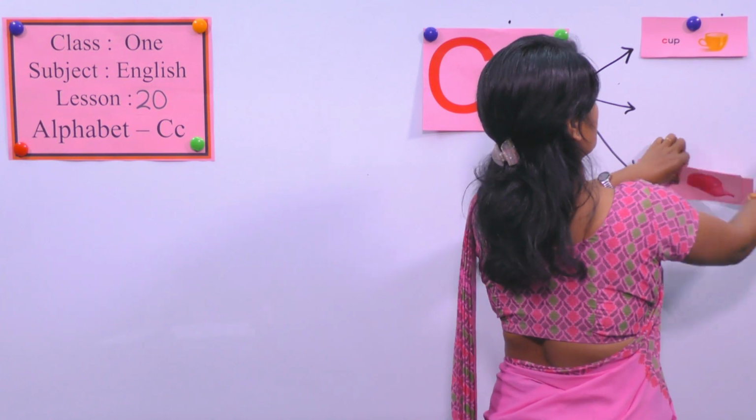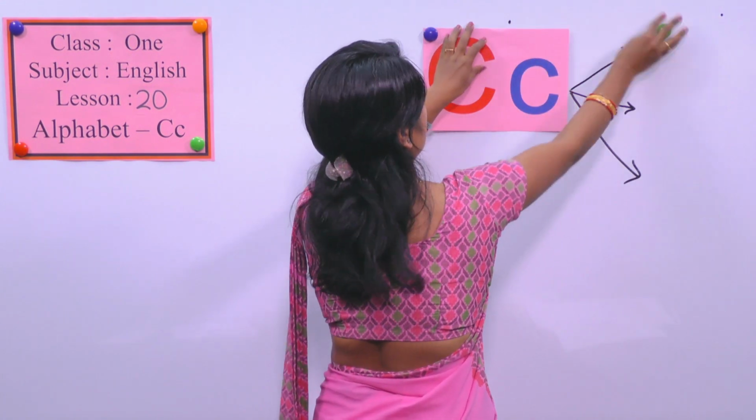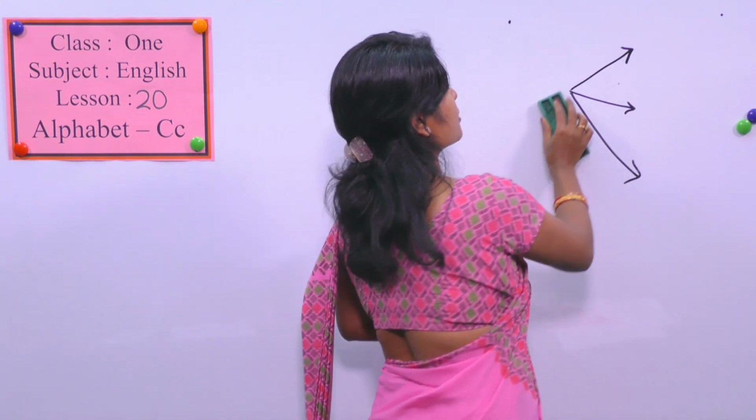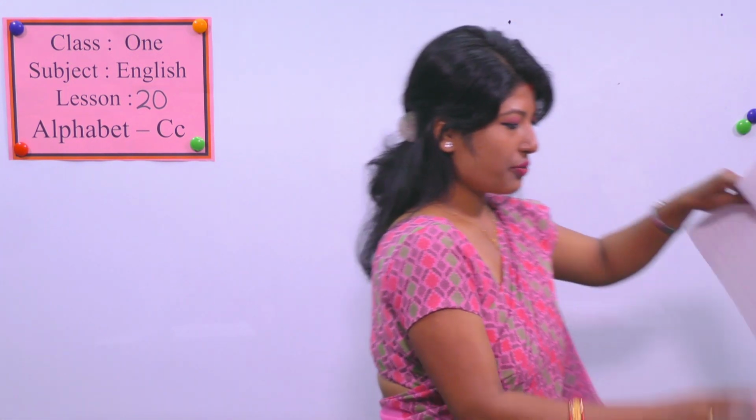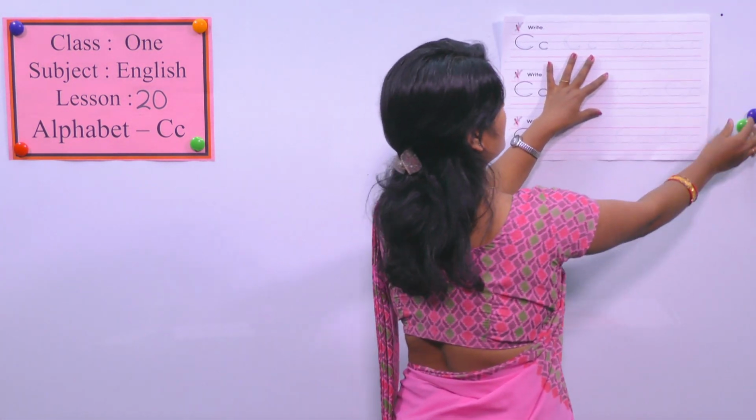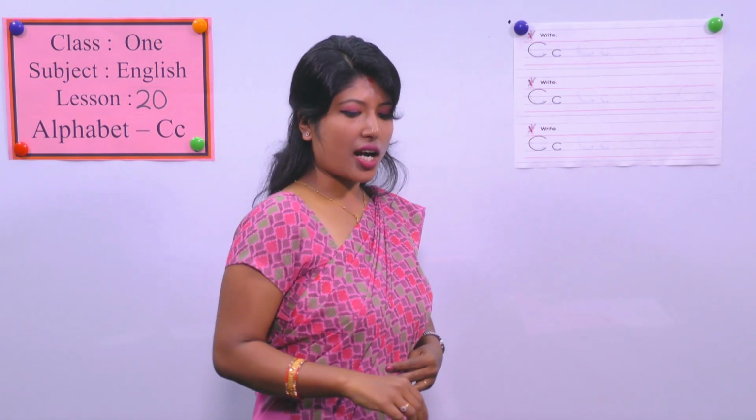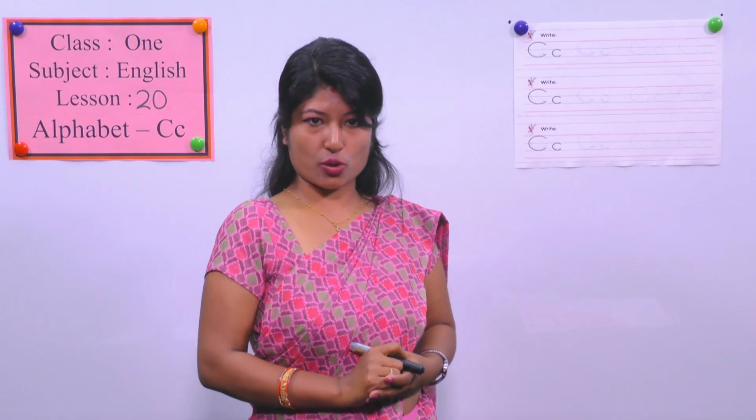Okay, now this work is over. Now we don't need this now. Okay, and these arrows also we don't need. Go away. Now what we need is this one. Okay, practice. I think you remember how to write C because we have already practiced in the previous episode.